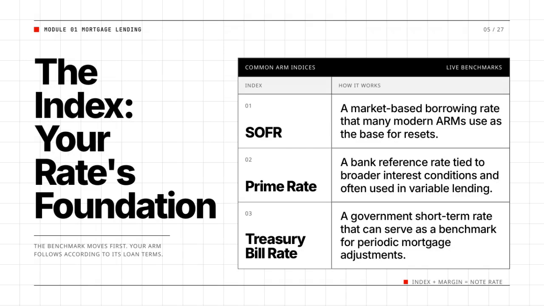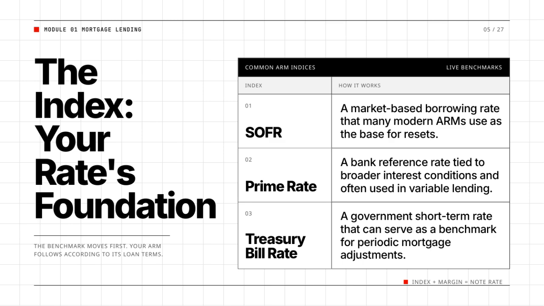Let's talk about the index, which serves as a foundation for your adjustable rate mortgage, or ARM. The key idea here is that the benchmark rate moves first, and then your ARM adjusts accordingly based on the terms of your loan. There are several common indices used for ARMs. First, we have SOFR, which stands for the Secured Overnight Financing Rate. It's a market-based borrowing rate that many modern ARMs use as their base for rate resets. Next is the prime rate, which banks use as a reference.